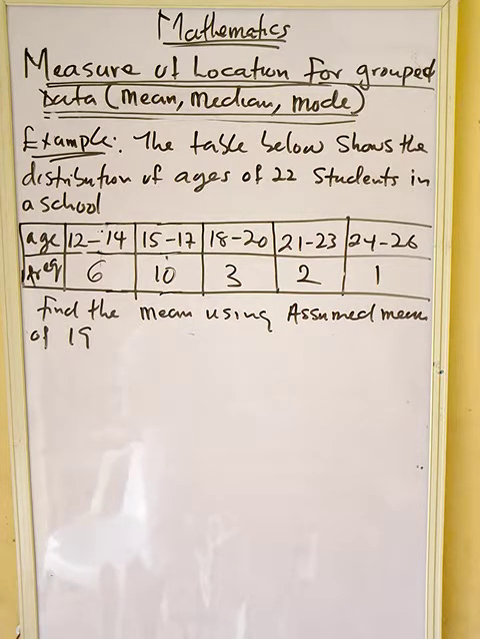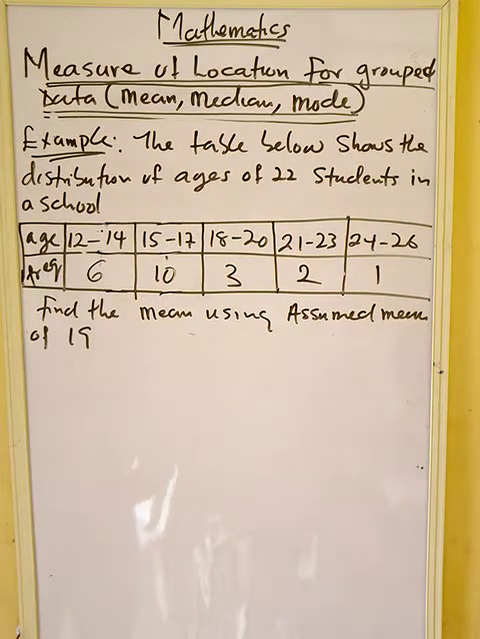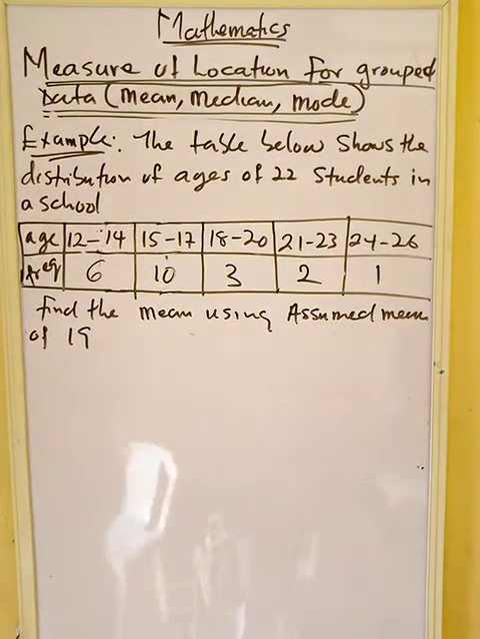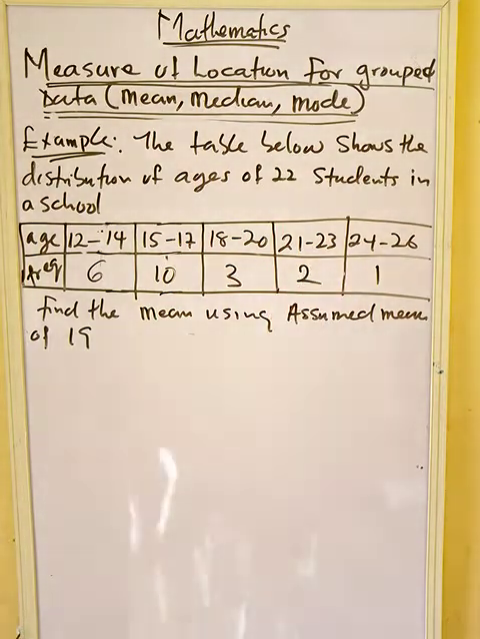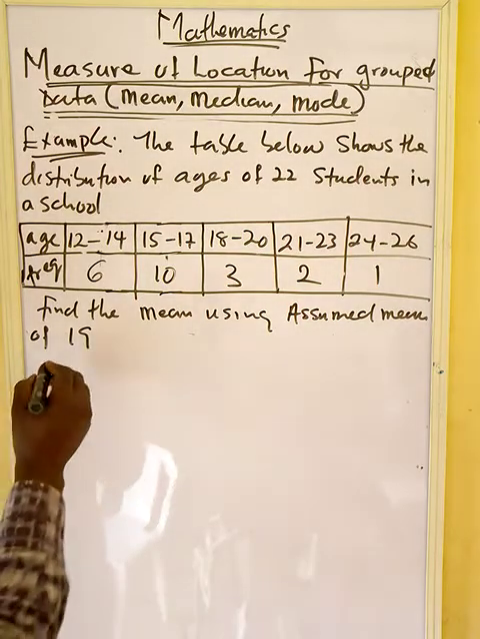Age 12 to 14 is 6. 15 to 17 is 10. 18 to 20 is 3. 21 to 23 is 2. And 24 to 26 is 1. So, solution.